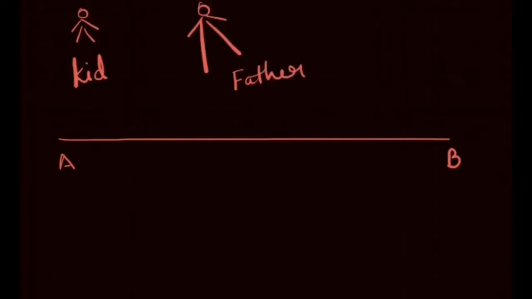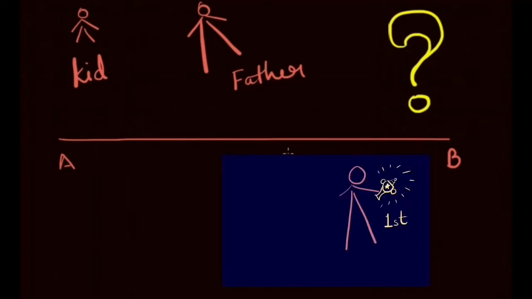Suppose there is a competition in which you have to run from point A to point B. Now in this competition, a father and his kid participate. Who do you think is going to win the competition, the father or the kid? At first instance, you would think that definitely the father is going to win the competition, because father is taller and therefore he would take bigger steps and would cover the distance in a shorter time.